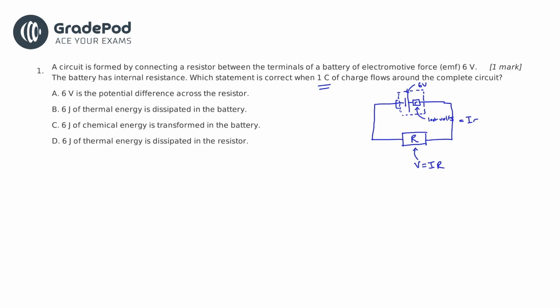A. 6 volts is the potential difference across the resistor. That's not true because some of the voltage will be lost volts due to the internal resistance. So there won't be 6 volts available to the resistor. B. 6 joules of thermal energy is dissipated in the battery. Well, that insinuates that no energy gets to the resistor, so that's not true. C. 6 joules of chemical energy is transformed in the battery. Yes. D. 6 joules of thermal energy is dissipated in the resistor. No. So the answer is C.